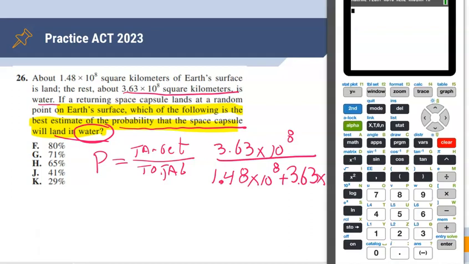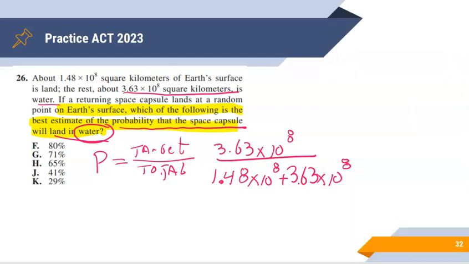What I'm going to do is use my calculator for this. Alpha y equals, type in the first piece, and the denominator. And we get 0.71, which is letter G, 71%.